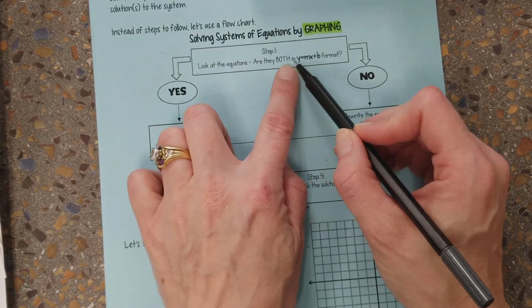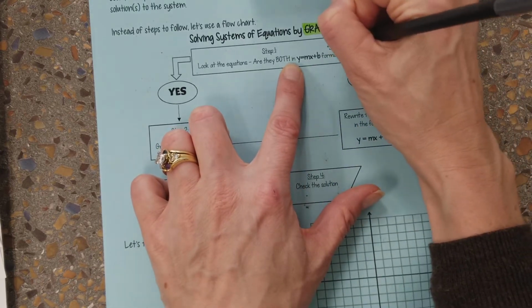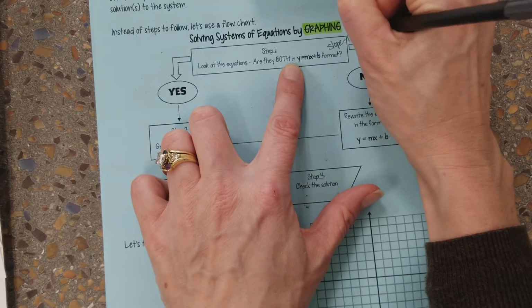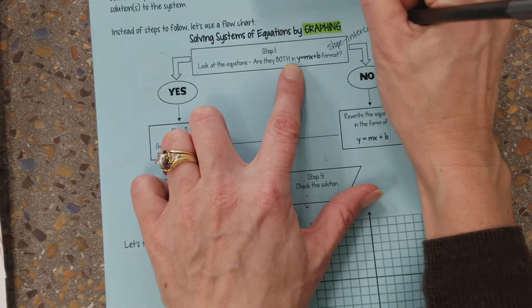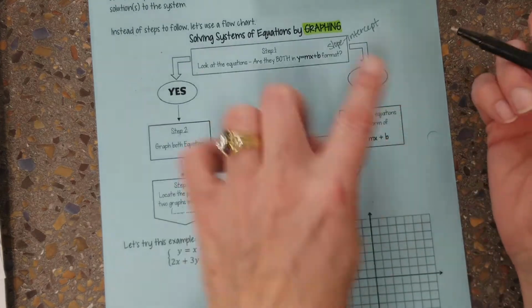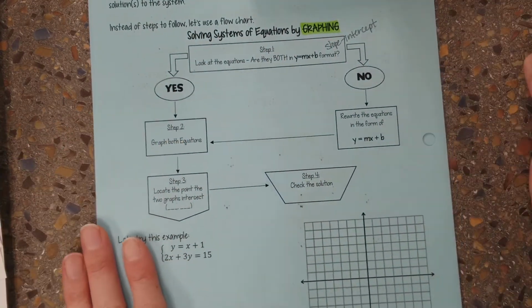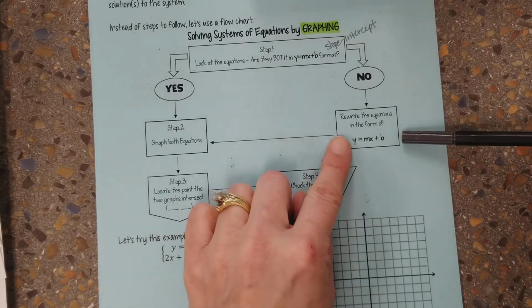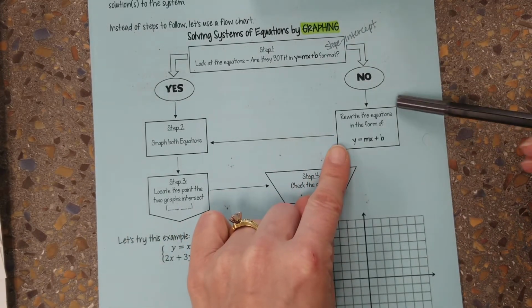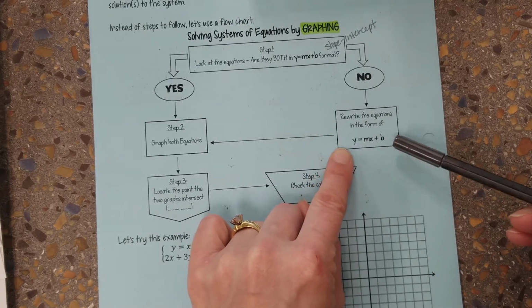So are they both in the form of y equals mx plus b? Now this is what we call slope-intercept form. Are they all in this format? If they are, then you come over here to yes and go on to step 2. If they're not, then you come over here to no, and you come down to this half step, I guess you could call it. This half step tells you to rewrite the equations in the form of this.